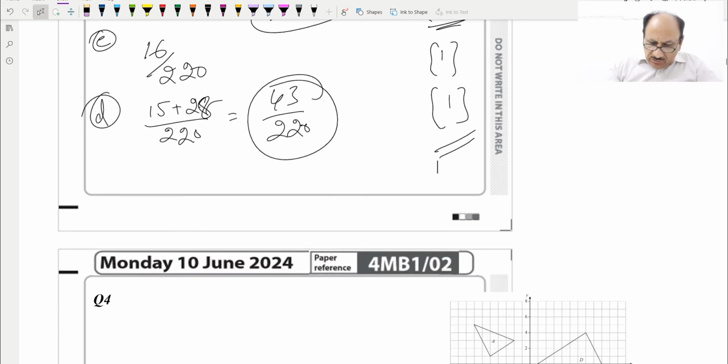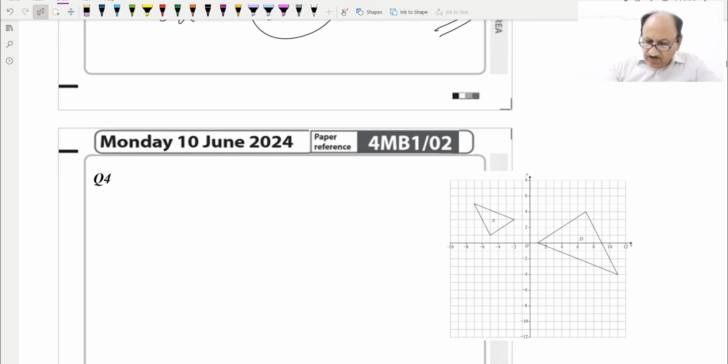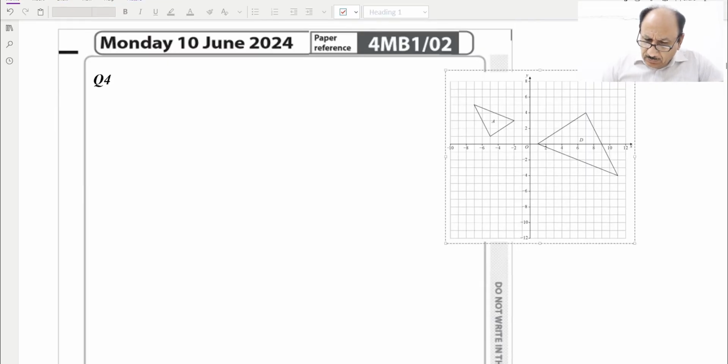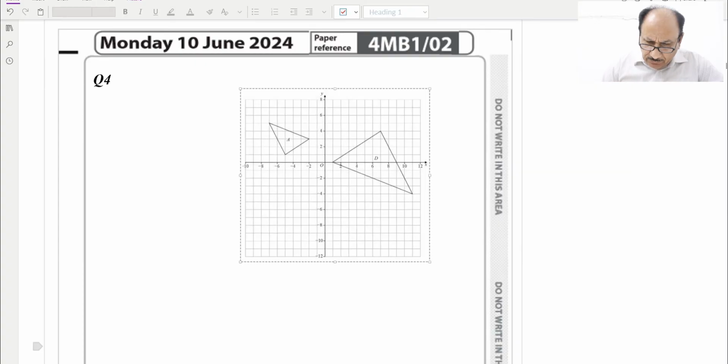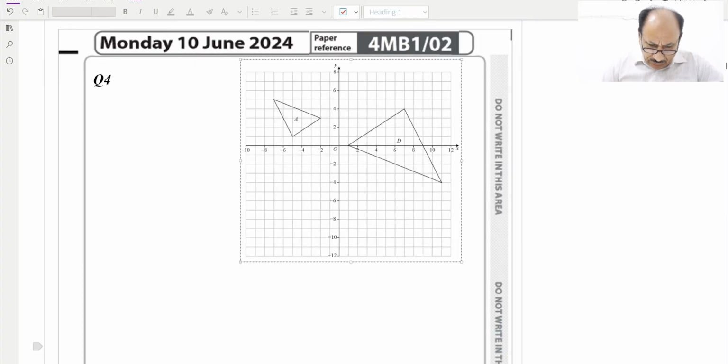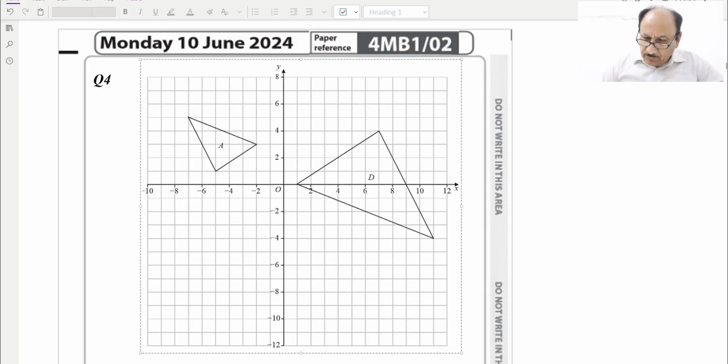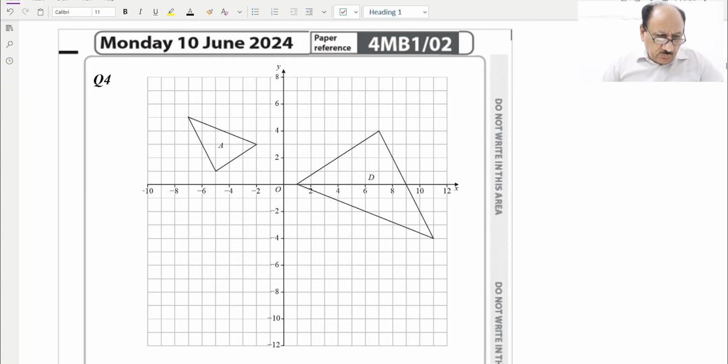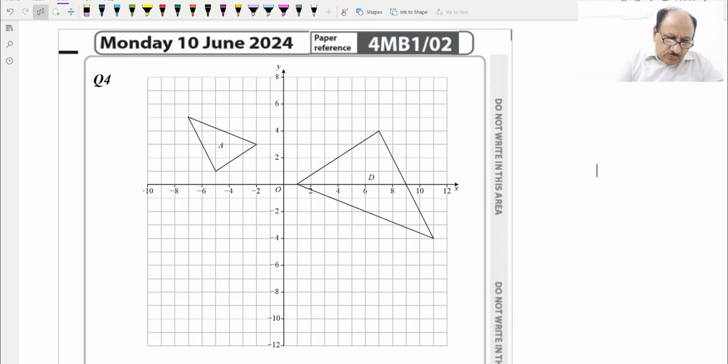Now we can move to question number 4. For question number 4, we will be using this grid. We can enlarge this grid so that you will understand properly over here. Now, triangle A. They are saying triangle A and D are drawn on the grid opposite. So we can say A is here, D is here. And triangle A is reflected in the x-axis to give triangle B. So reflected along the x-axis to give B.